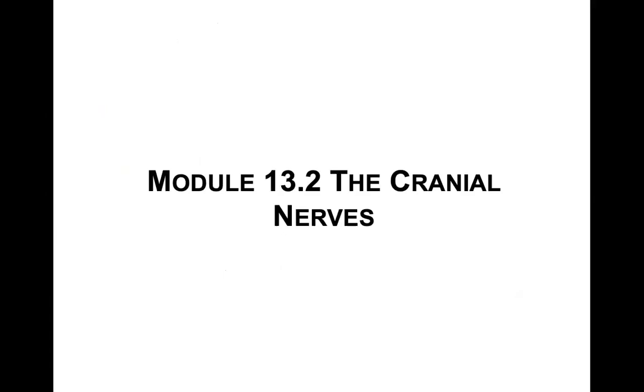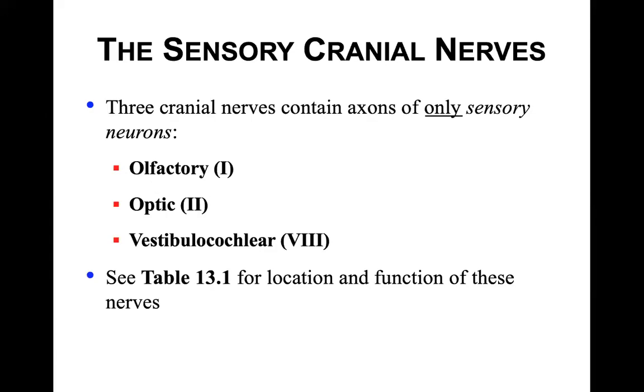Okay, so the next part is going to be the actual cranial nerves. Three cranial nerves contain axons of only sensory neurons: olfactory, optic, and vestibulocochlear. This is 1, 2, and 8.